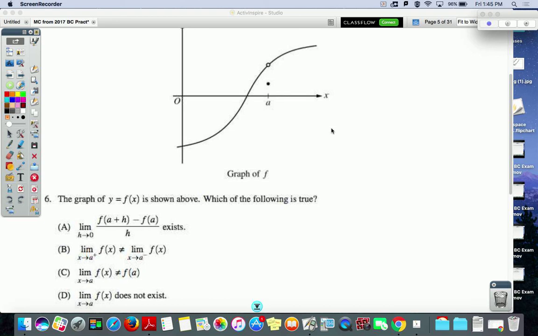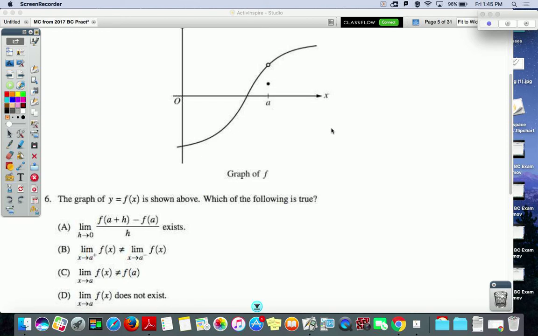Number 6, the graph of y equals f of x is shown above. Which of the following is true? You'll notice all these options right away are talking about the limit. So before I even get to the questions here, I'm just going to think about what's happening in this graph.